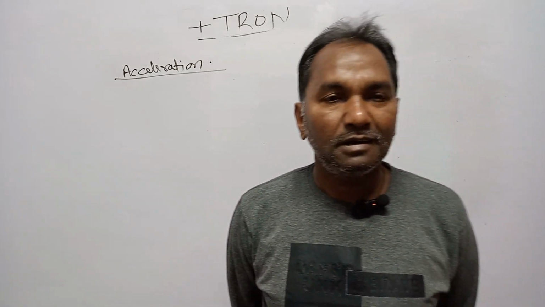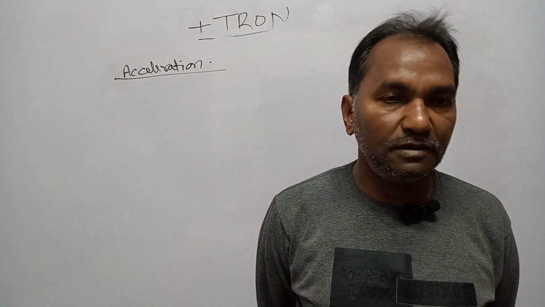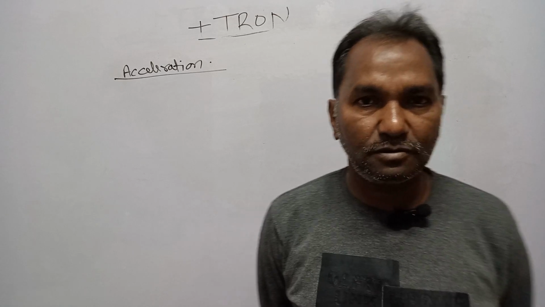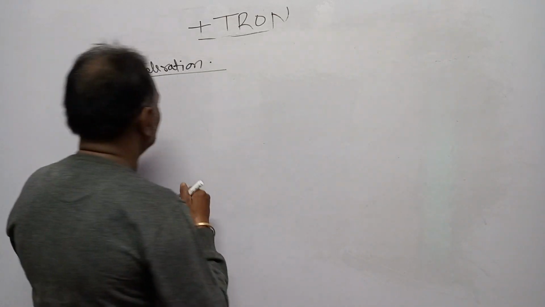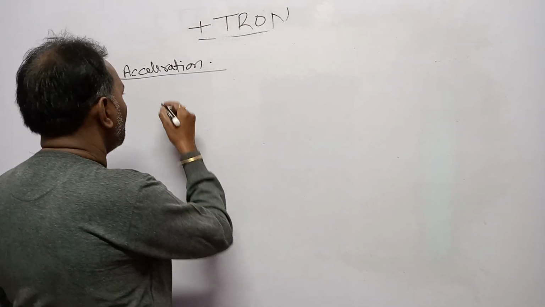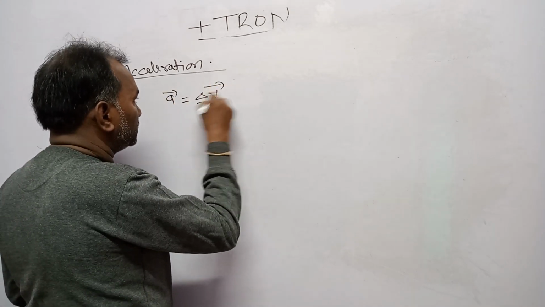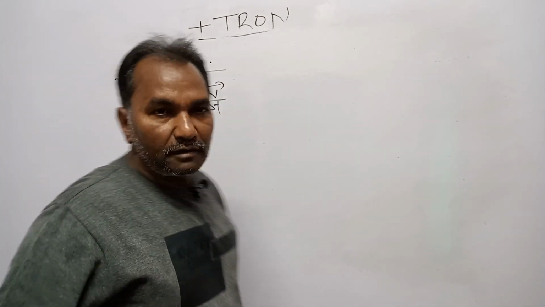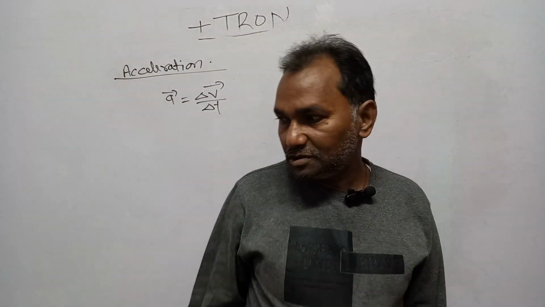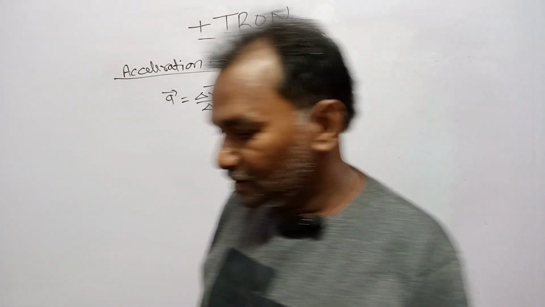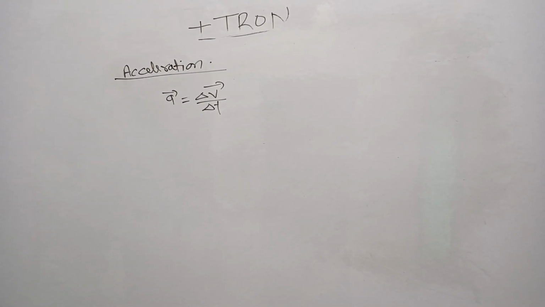Acceleration is what? That is the rate of change of velocity. The change in velocity in 1 second is called acceleration. You can say that A is equal to acceleration, A is equal to delta V upon delta T. The rate of change of velocity is said to be the acceleration.